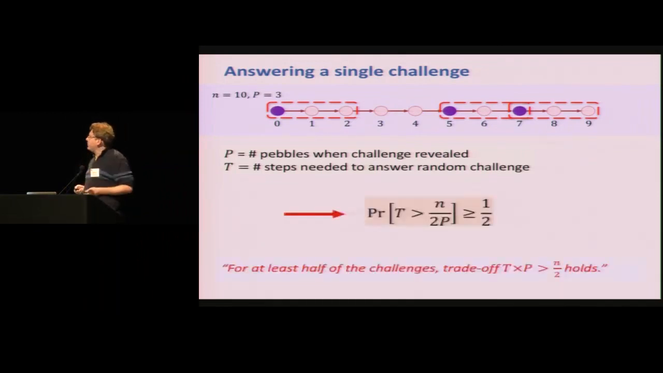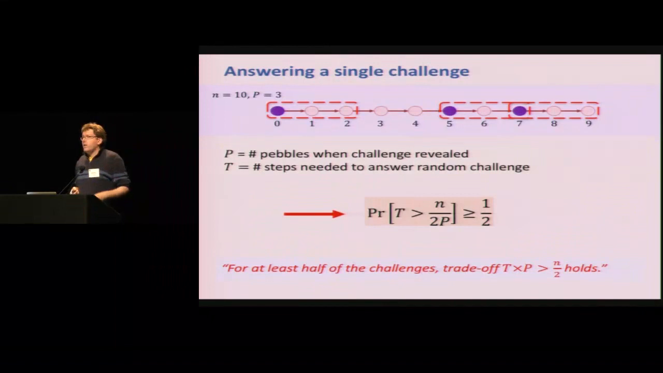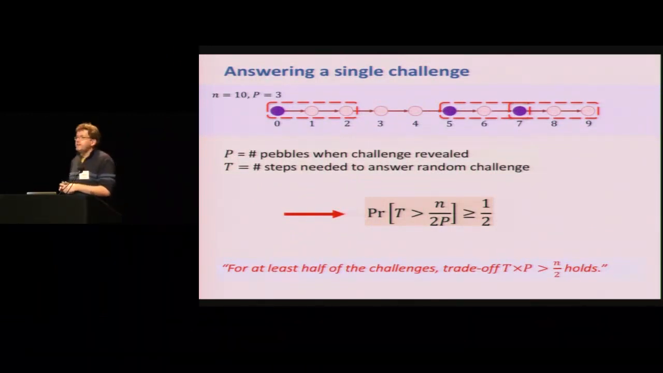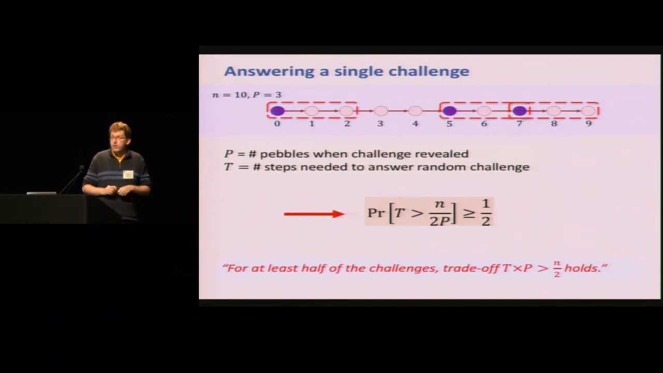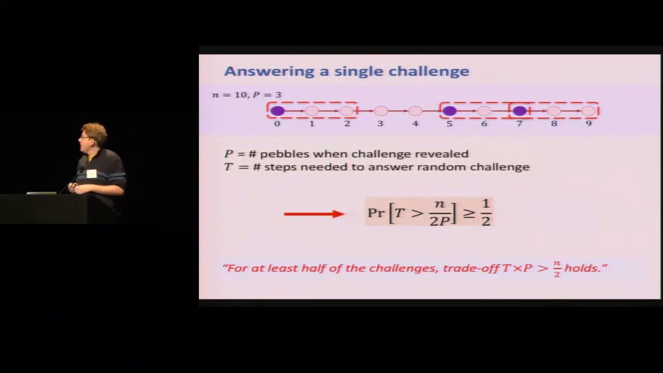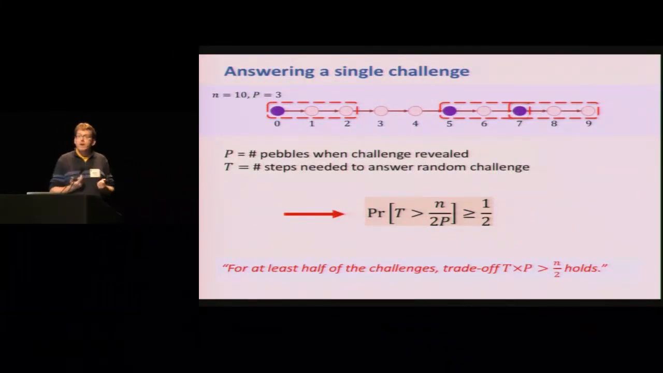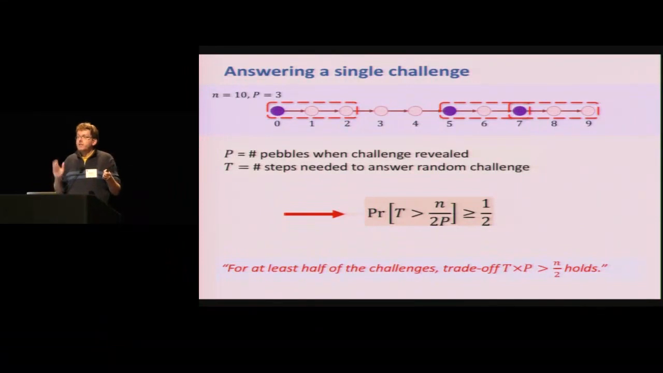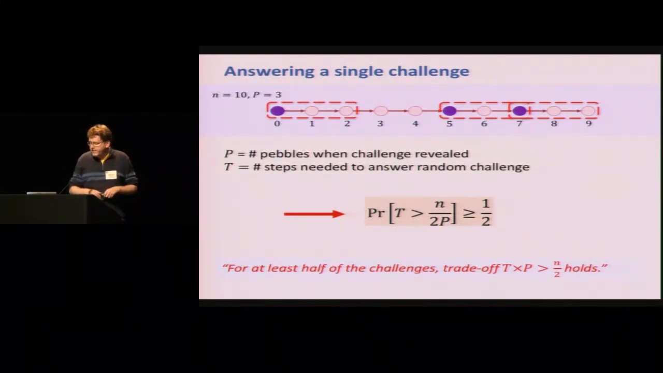And so if you do the math, what you see is that this gives you a very nice probabilistic trade-off, where we see that, at least with probability 1/2, the time that you need to answer the challenge, the probability being over the choice of the challenge, is at least n over twice the number of pebbles you have. Or in other words, with probability 1/2, you have a trade-off in the form that the time you need to answer the challenge times the number of pebbles that you have on the line is at least n over 2.